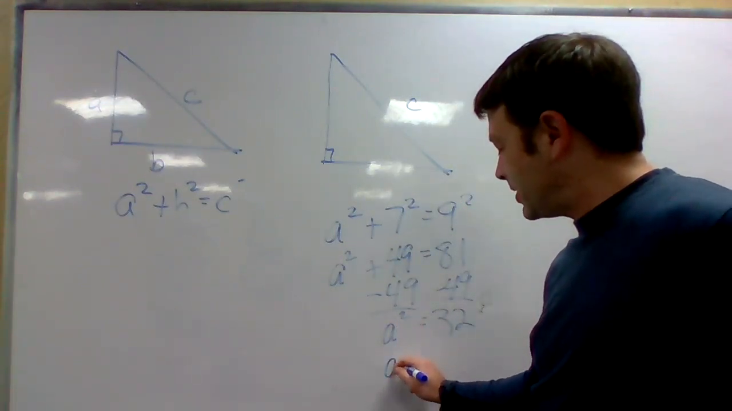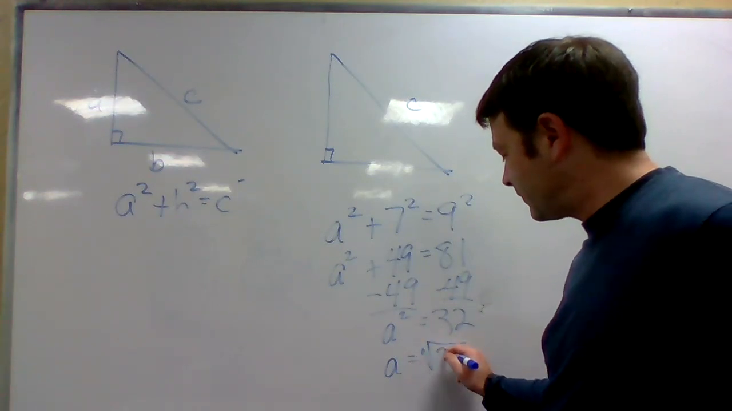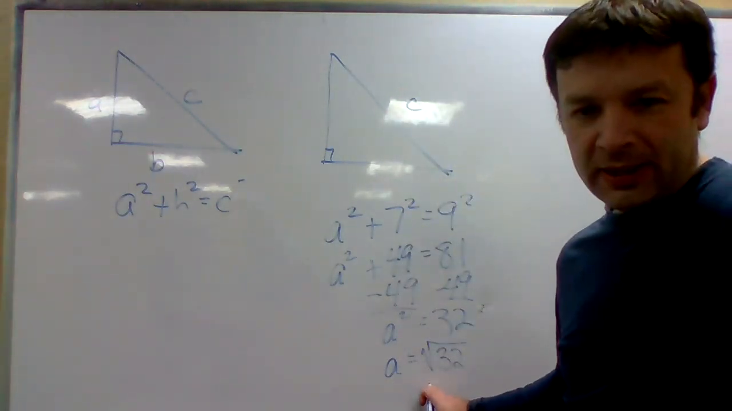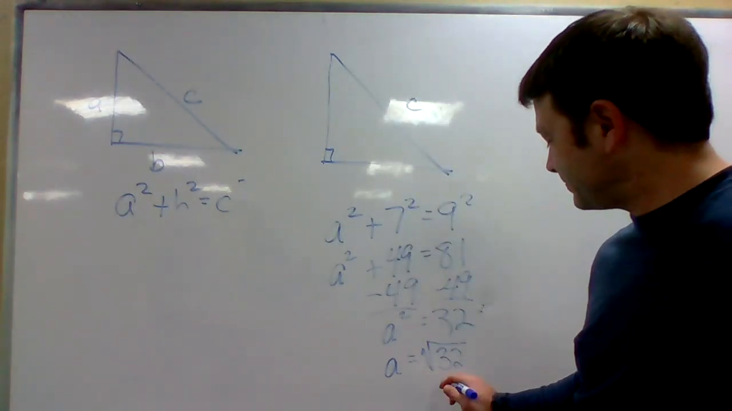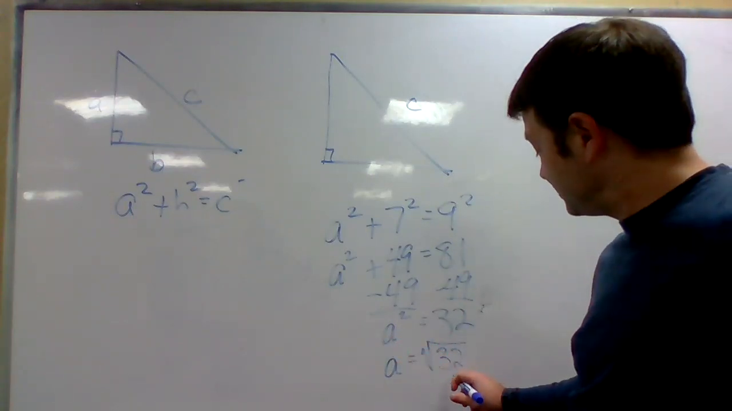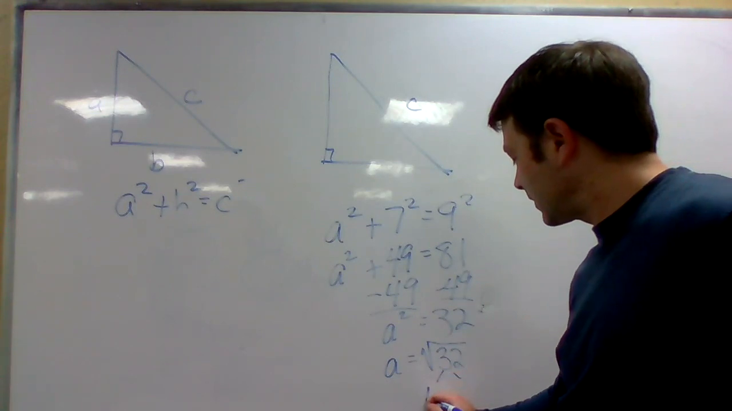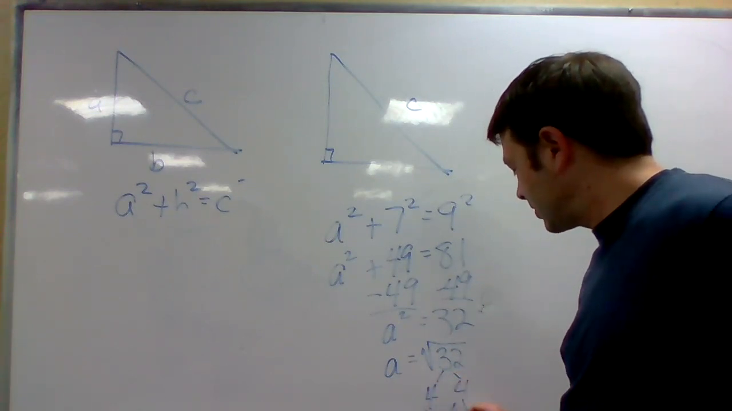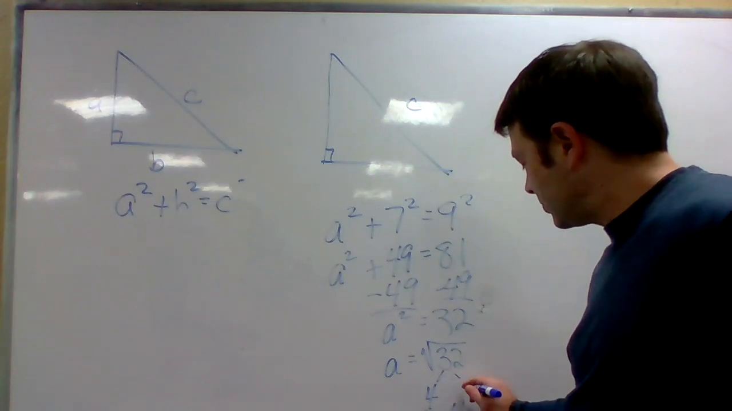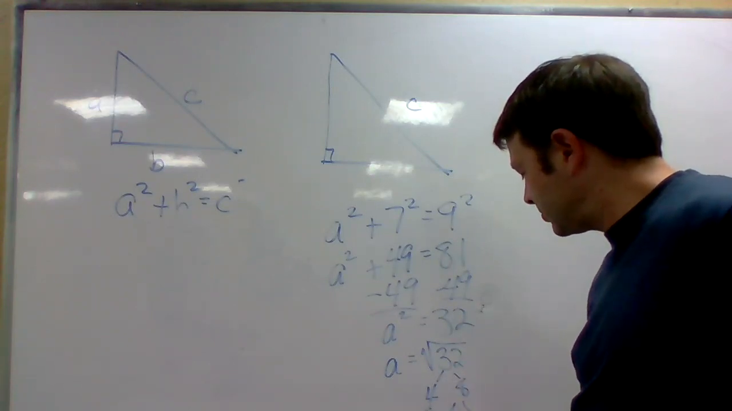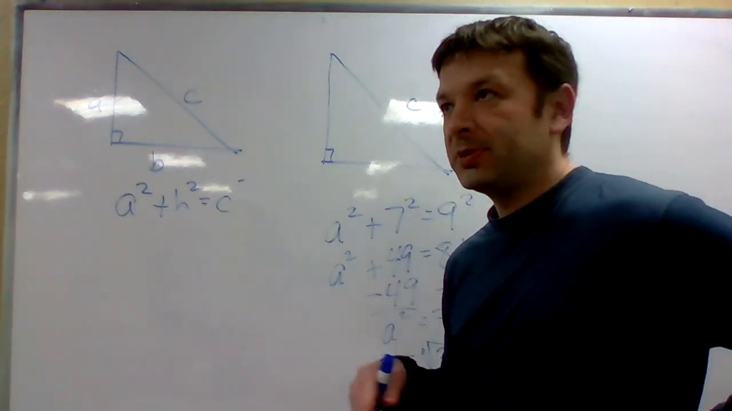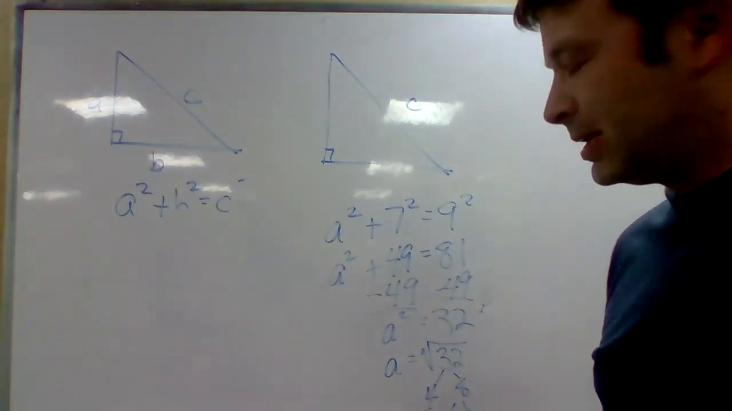All right. So A is going to be whatever the square root of 32 is. Unfortunately, 32 doesn't have a square root, but it can be simplified. If I break it down, 4 times 8, 4 times 2, 2. We have 5 2's. 2 times 2 times 2 times 2 times 2 equals 32.